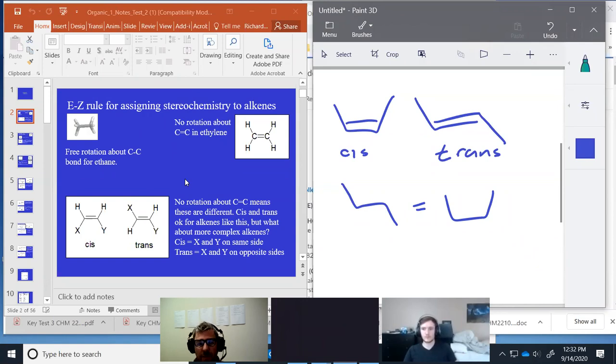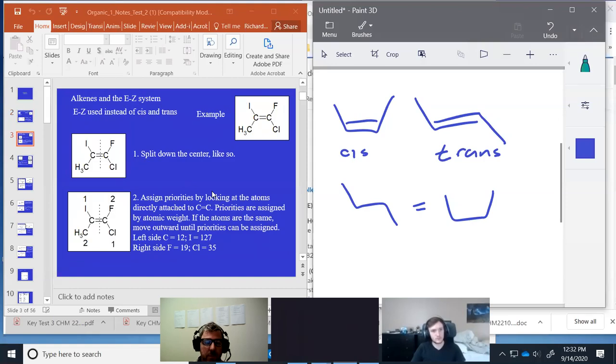And that's because there's free rotation around those single bonds. But when you've got double bonds, it allows for the possibility of isomerism, which means we get two different compounds here, and there's no rotation about those double bonds. And you can see that when you were doing the lab, when you were trying to twist those double bonds, you couldn't twist them. The single bonds, though, were fairly easy to twist.